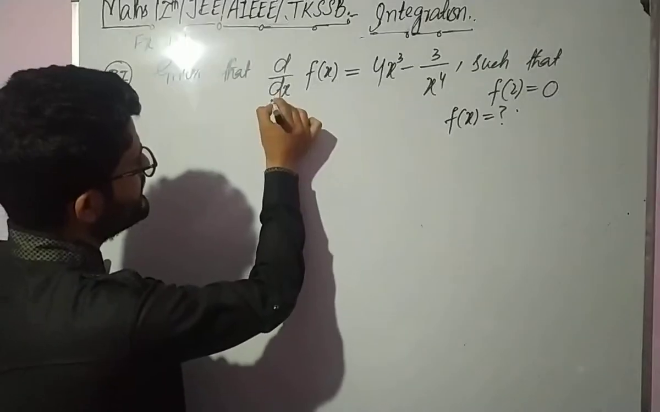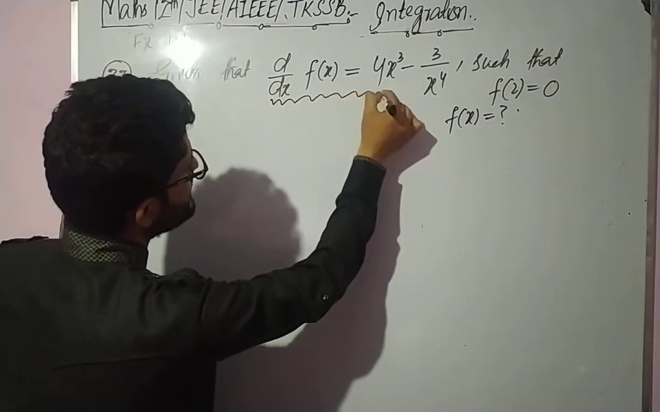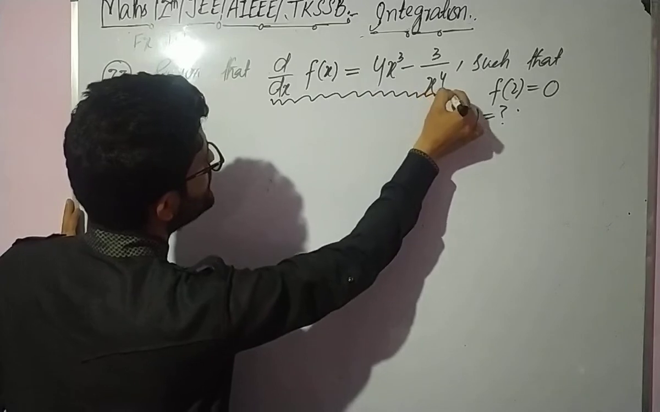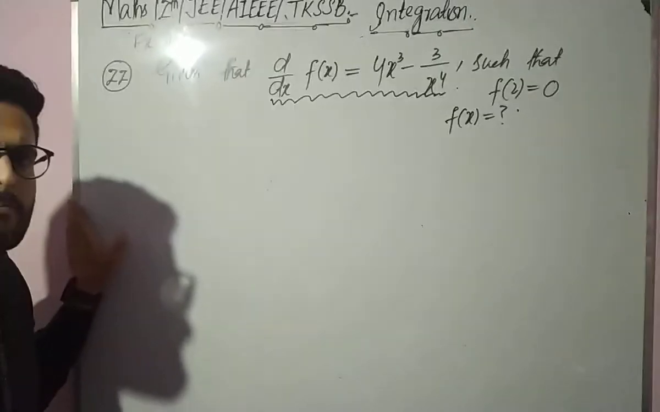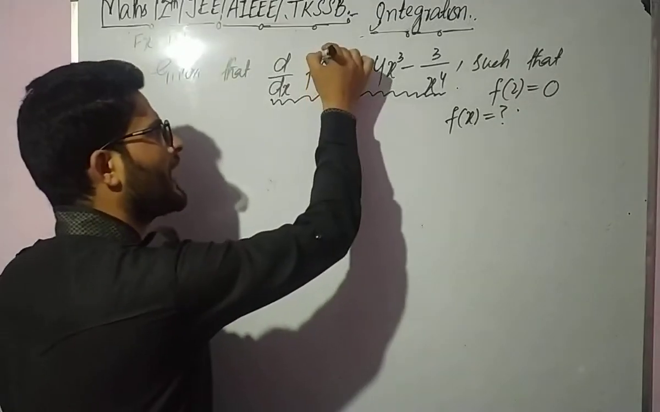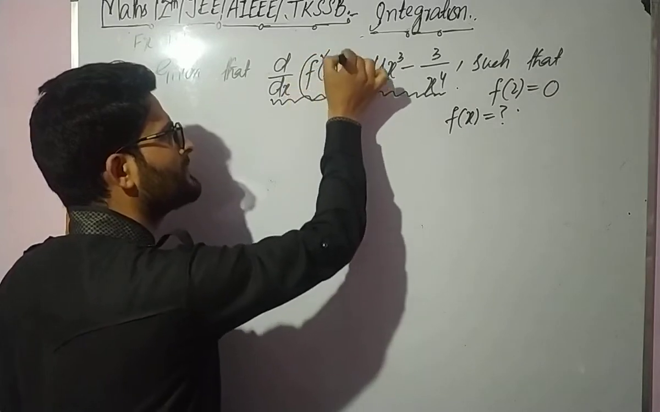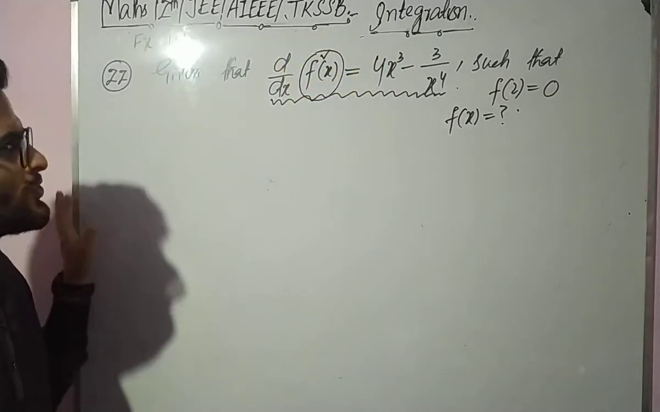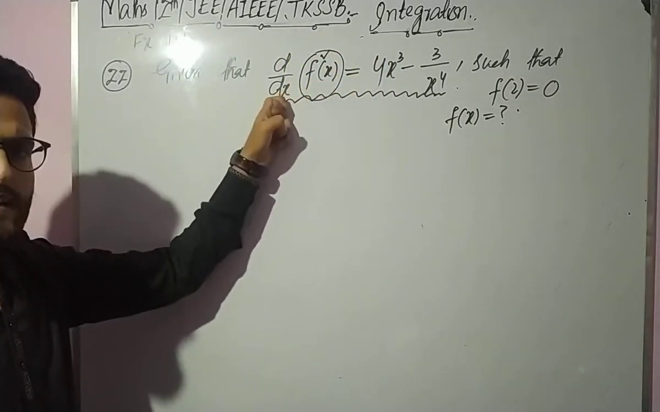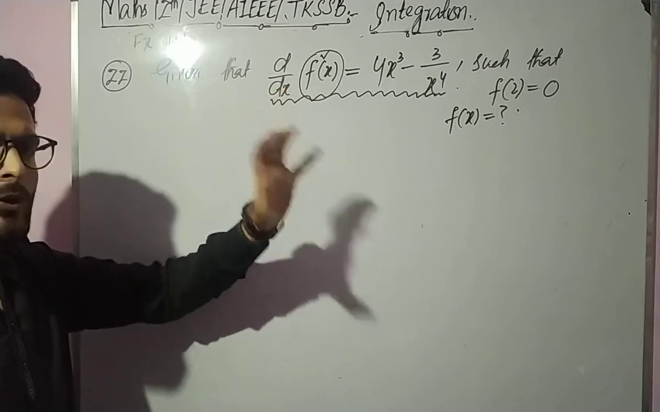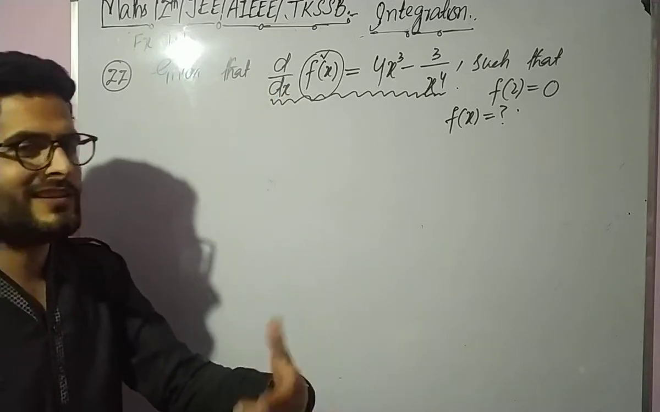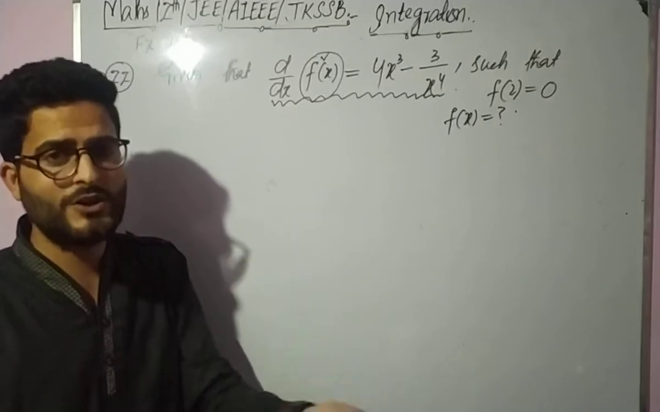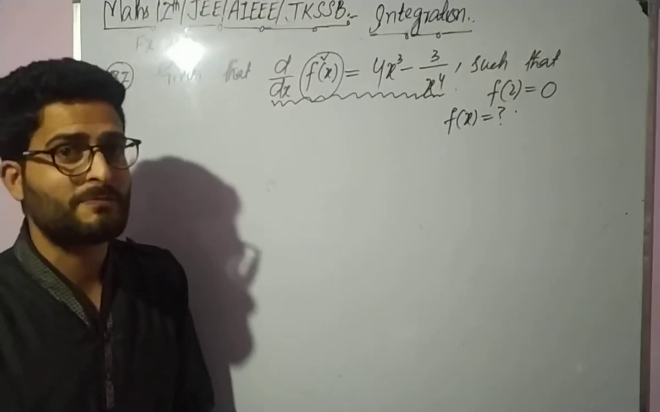So from this, d by dx of f of x is equal to 4x cube minus 3 upon x raised to the power 4. We have to locate f of x. We only need this term, that is f of x. So we want f of x, but it comes with a derivative. So how will the derivative be eliminated? By taking the anti-derivative, because derivative and anti-derivative are just the reverse processes.